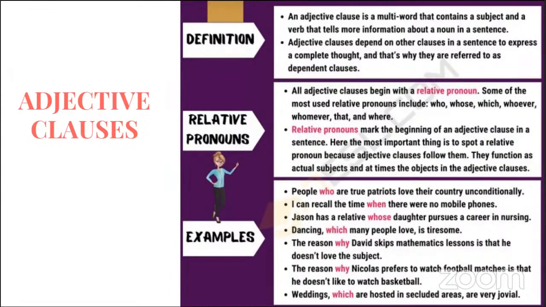And well, here we have some examples. Would you please read the examples? Okay, let me see. People who are true patriots love their country unconditionally. Yes. So as we see here, this relative pronoun is marking the beginning of an adjective clause. Who are true patriots? This is the adjective clause. All right, the next one, please.